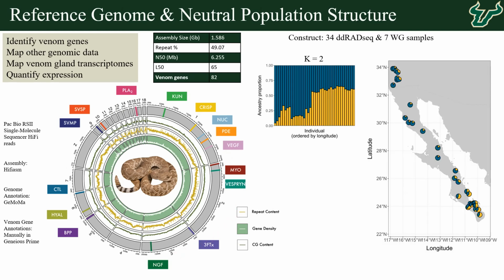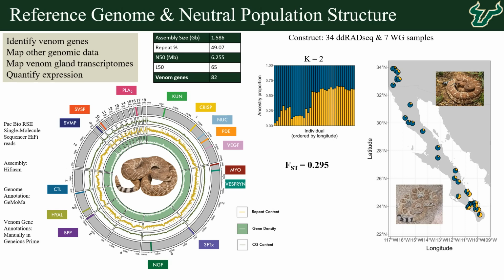We then combined SNP data from 7 whole genome samples with the SNP data from 34 ddRADseq samples from a previous study, and used these data to estimate population structure. We used the program STRUCTURE and found that k equals 2 was the best fit for the data, with populations separated between the north and the south of the range. And this separation is actually consistent with subspecies delineation.